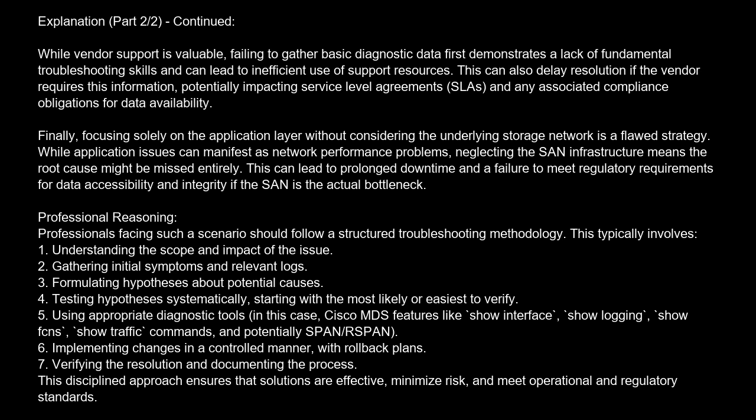Finally, focusing solely on the application layer without considering the underlying storage network is a flawed strategy. While application issues can manifest as network performance problems, neglecting the SAN infrastructure means the root cause might be missed entirely. This can lead to prolonged downtime and a failure to meet regulatory requirements for data accessibility and integrity if the SAN is the actual bottleneck.